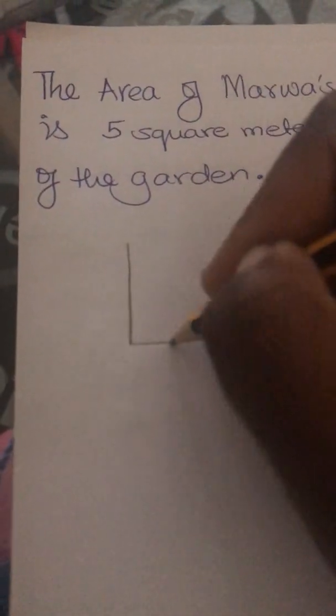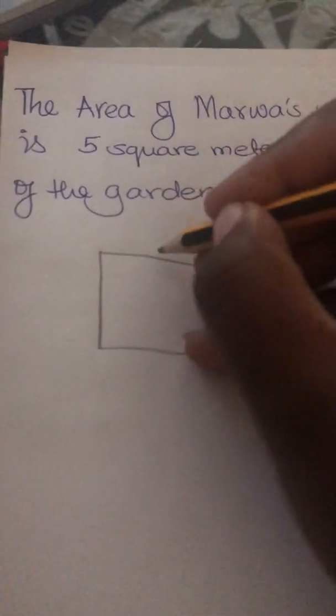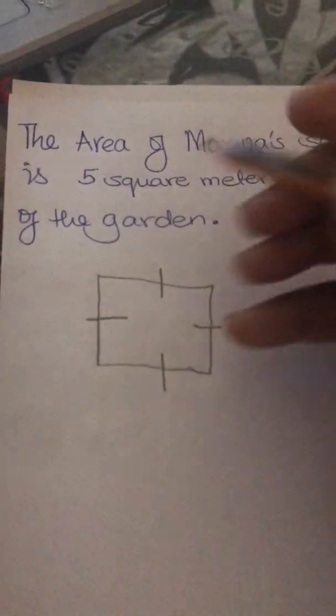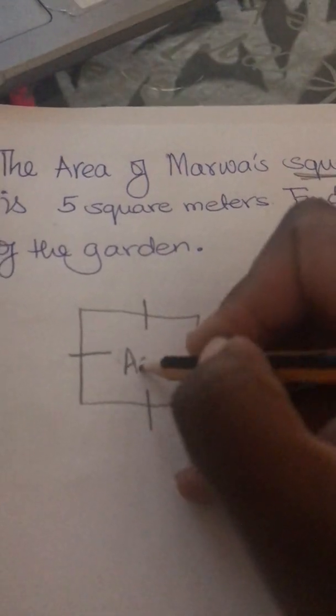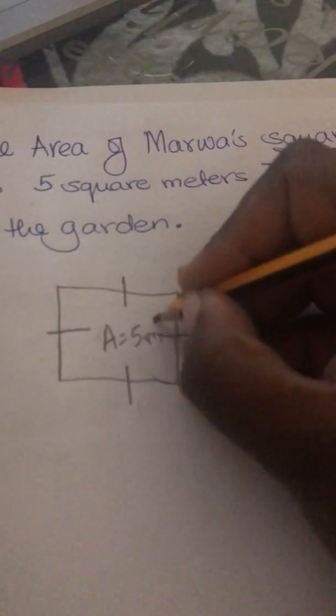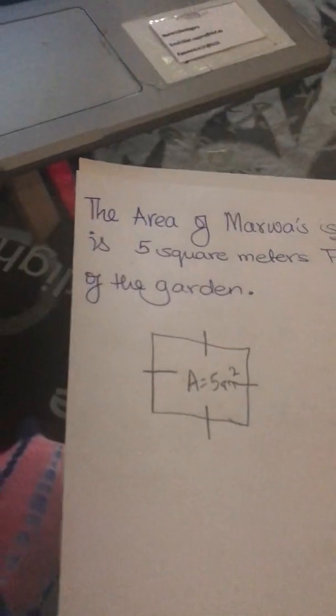Okay? So here you have the area of Marwa's square garden. Keyword, square garden. I draw it. It is always important for you to draw the square. As you read, you draw. Is 5 square meters. So that is inside here. Area is 5 square meters. Like that. Find the perimeter of the garden.